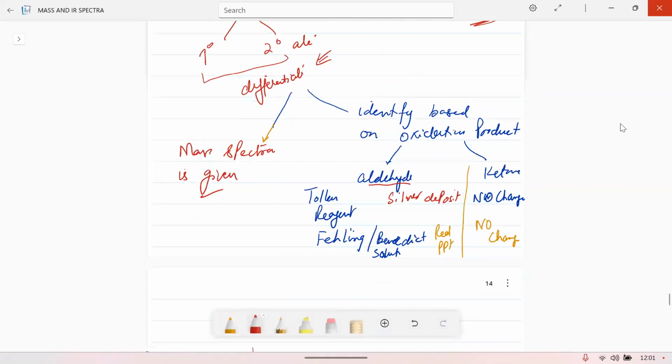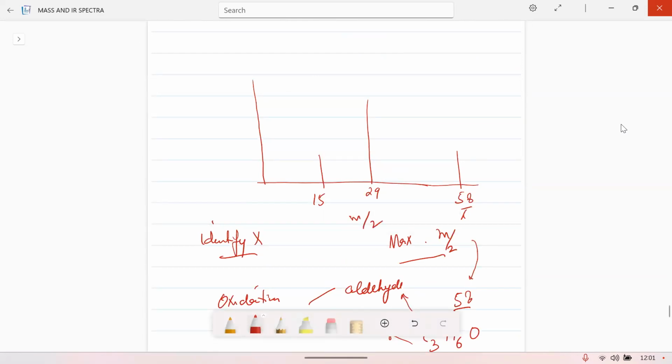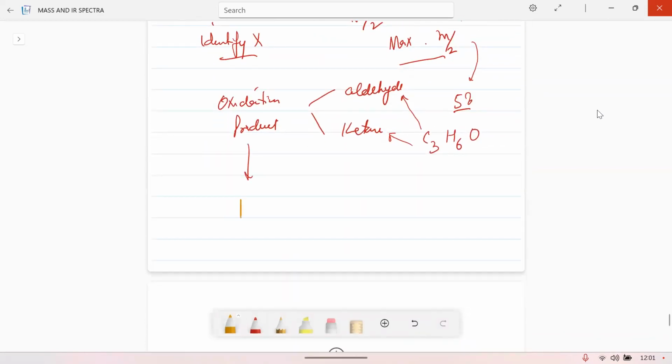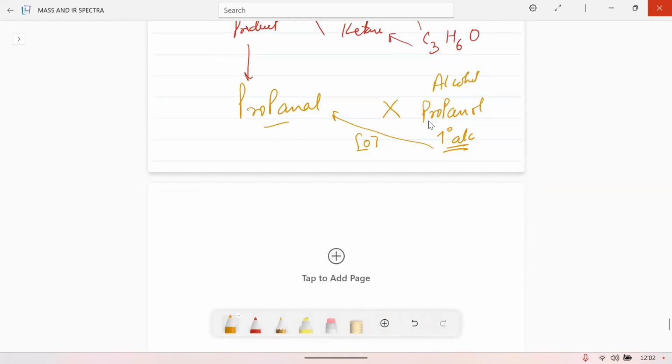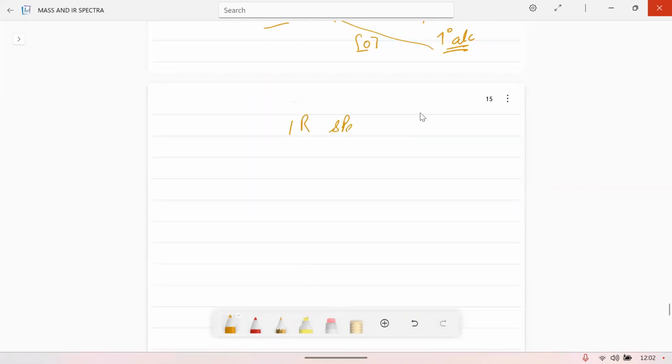Now we see over here that there is a peak at 29, which clearly means that it is an aldehyde. And based on the 58, we know it is propanal. So if the oxidation product is propanal, that means X, which was supposed to be an alcohol, is propanol, which is a primary alcohol, because primary alcohols are oxidized to aldehydes. If suppose we got propanone, then we would have said it is propan-2-ol. That would have made it a secondary alcohol. So this is all about your mass spectra. Next video, we will talk about IR spectra.